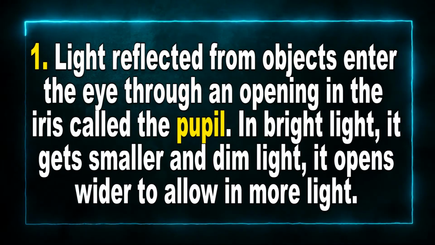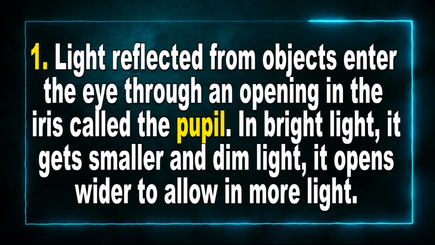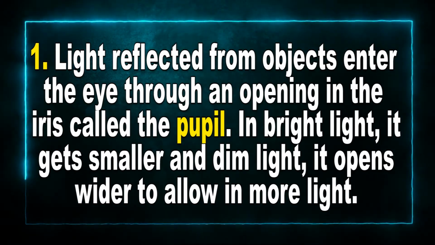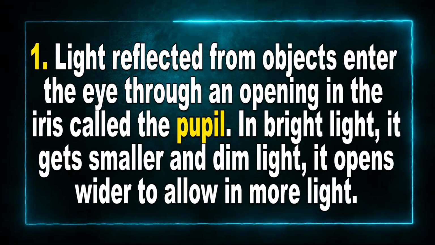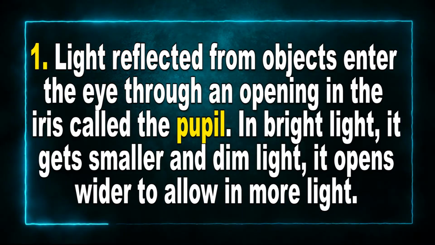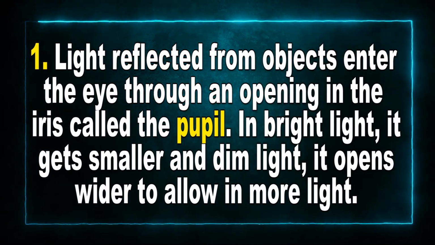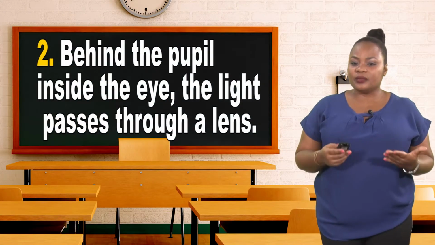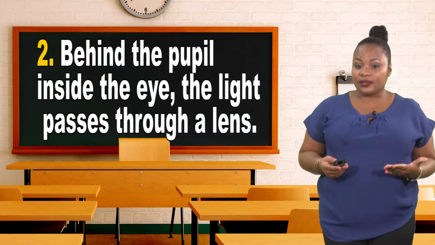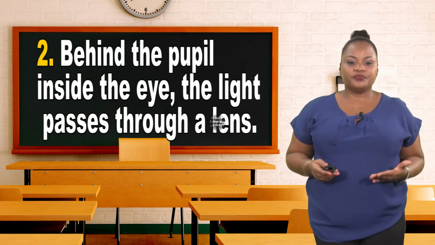How do we see? Step 1. Light reflected from objects enters the eye through an opening in the iris called the pupil. In bright light, it gets smaller, and in dim light, it opens wider to allow more light. Step 2. Behind the pupil, inside the eye, the light passes through a lens.